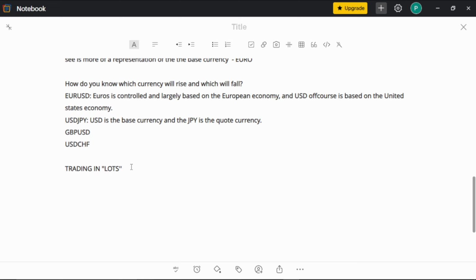Currency pairs usually come in lots. So there are basically three categories of currency pair measurements in lots. You have the micro lots, which is the smallest unit. That is 1,000 units of a currency pair, right?